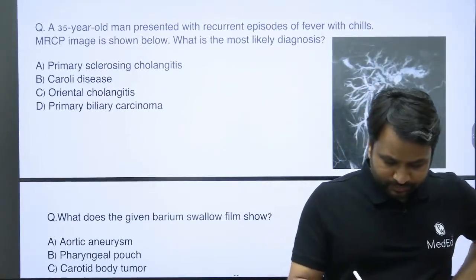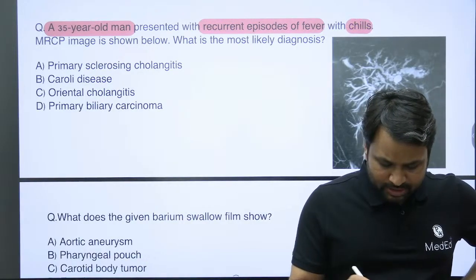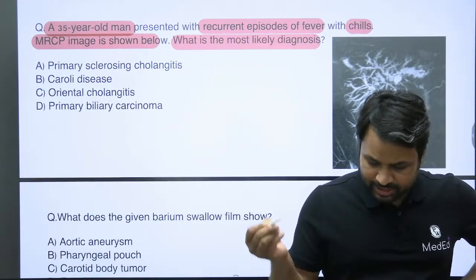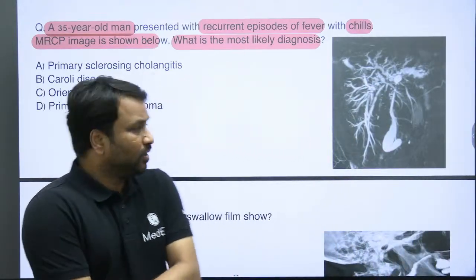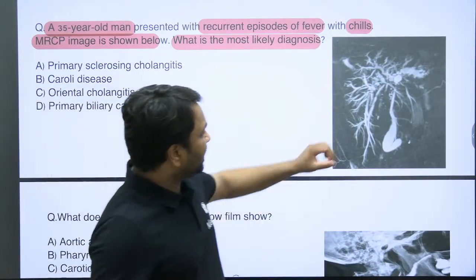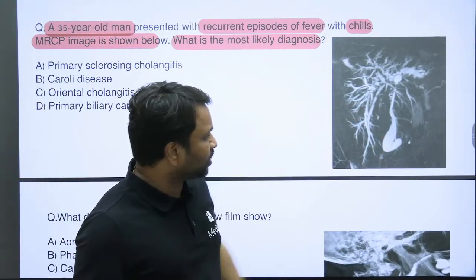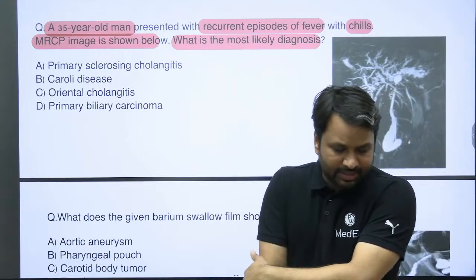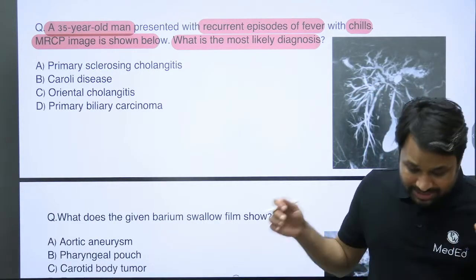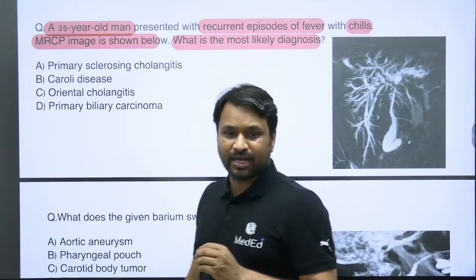Next one: a 35-year-old man presented with recurrent episodes of fever with chills. MRCP images are shown below. What is the most likely diagnosis? When you look at the MRCP, the bile ducts are dilated, and the lower ducts are also dilated. Is this primary sclerosing cholangitis, Caroli's disease, oriental cholangitis, or primary biliary carcinoma? What do you think the answer is?